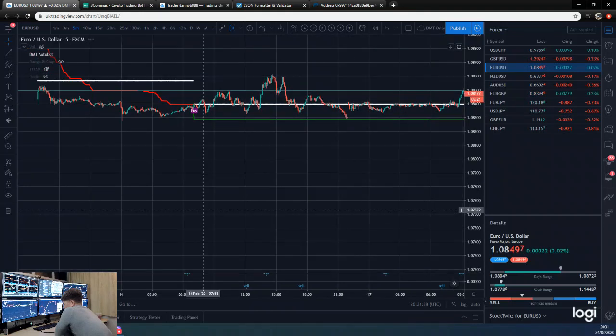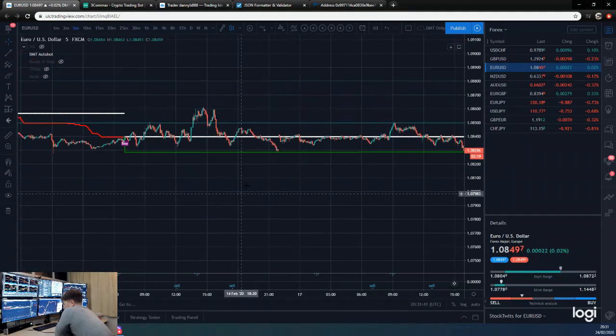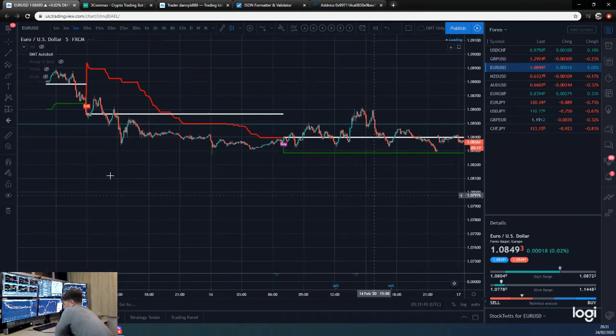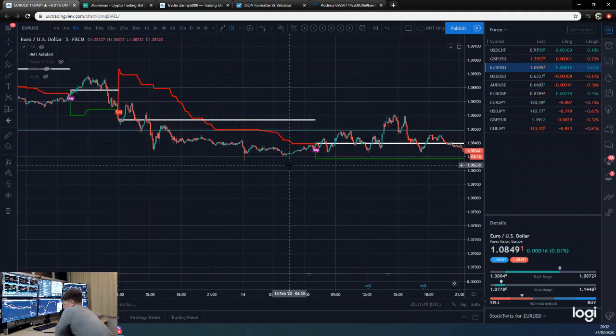Where did we go on this? Yeah, so we had a buy and we didn't really go anywhere, so that's a sideways motion again. A sell here, good trade.